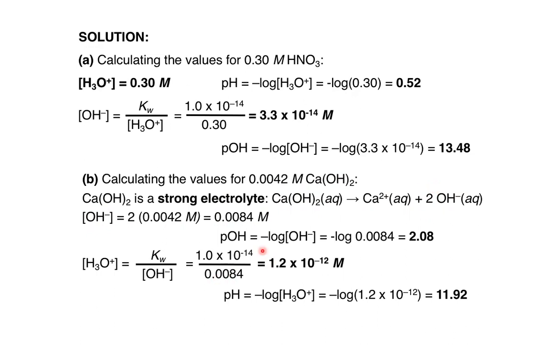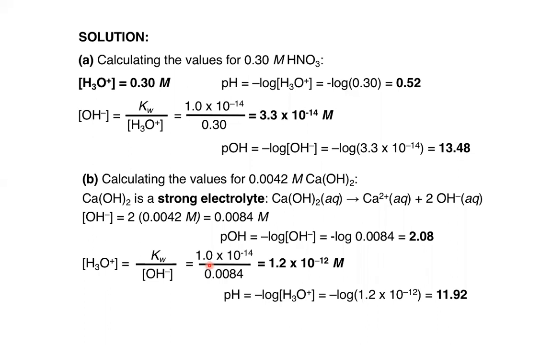So the pOH then is equal to minus log the concentration of hydroxide. So that's going to be equal to minus log 0.0084. So that will give us a pOH of 2.08, a fairly basic solution. Then to find the hydronium ion concentration, we do the same as what we did in part A, only in reverse. This time it's going to be equal to Kw over the concentration of hydroxide ions. And so that's going to be equal to 1.0 times 10 to the minus 14 divided by 0.0084 molar, which will give us a value of 1.2 times 10 to the minus 12 molar.